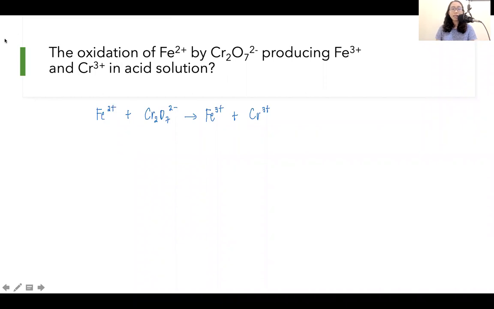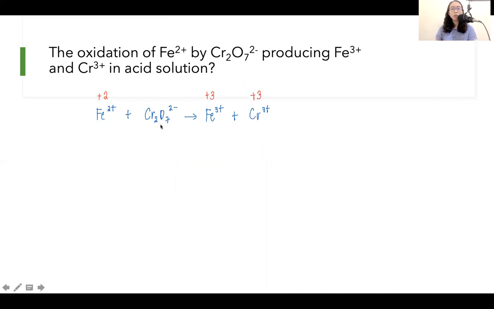We can start by assigning oxidation numbers to our monoatomic ions. According to rule number 2, the charge of the monoatomic ion is its oxidation number. We have 3 monoatomic ions in this reaction: iron 2, iron 3, and chromium 3. Therefore, the oxidation number of iron 2 is positive 2. The oxidation number of iron 3 is positive 3. And the oxidation number of chromium 3 is also positive 3.